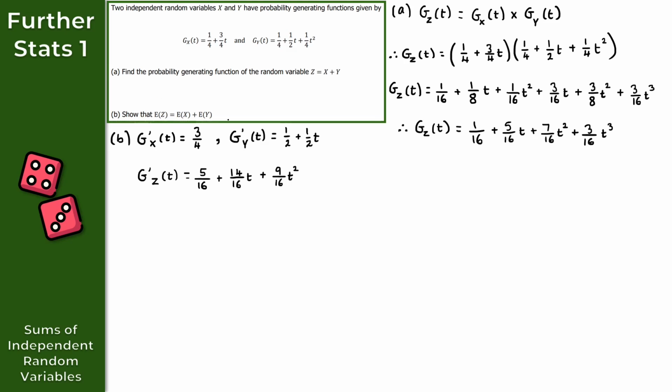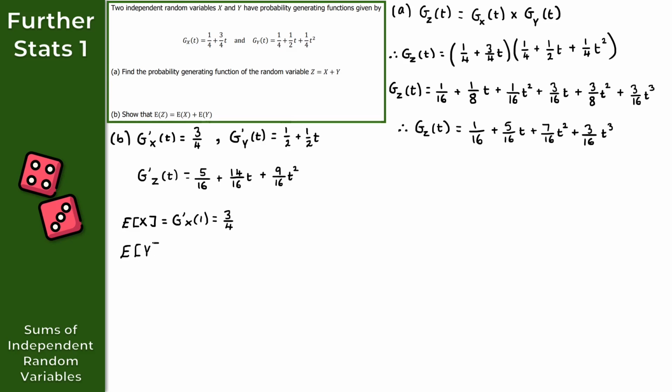Okay. So now then, for the expectation of x, the expectation of y, and the expectation of z, we just need to evaluate each of these here at 1. So for the expectation of x here, that is simply g prime of x at 1, which in this case is simply 3 over 4. Nice and straightforward there.